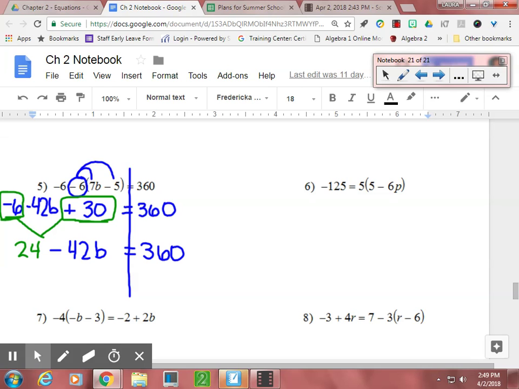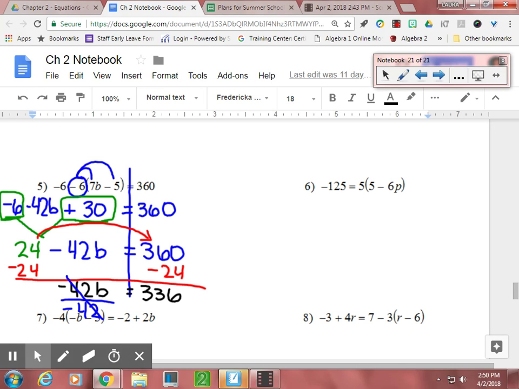All right, so then my next step is to get all the stuff that's not with the b to the other side. So I'm going to take this 24 and move it over here. So subtract 24. So then I get negative 42b, and then 360 minus 24 is going to give me 336. My last step to getting the b by itself is to divide by negative 42. Divide by negative 42. And that is going to give me negative 8 as my answer.